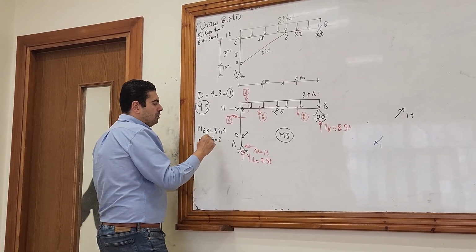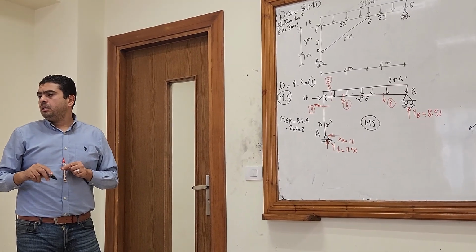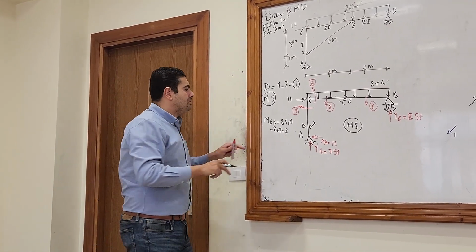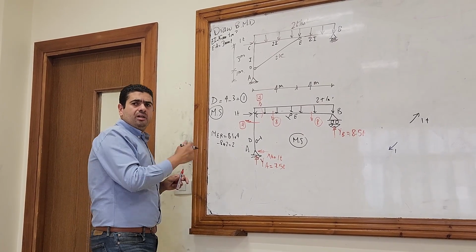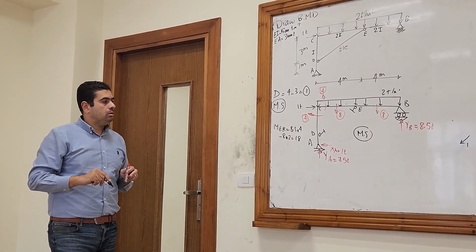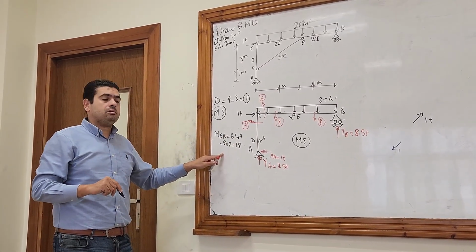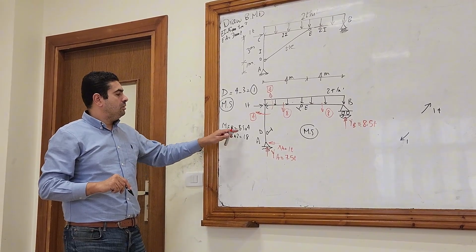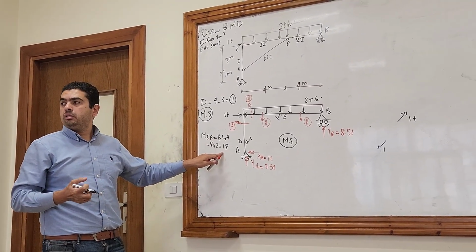2, I think. 8.5 times 4 is 34, minus 16. So this is 18. What's wrong? It's 18, right?